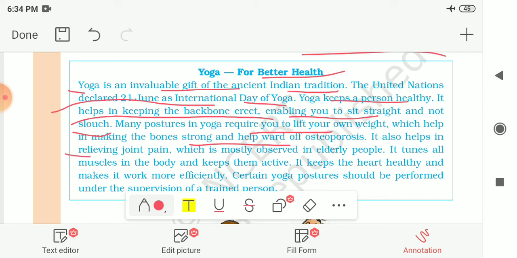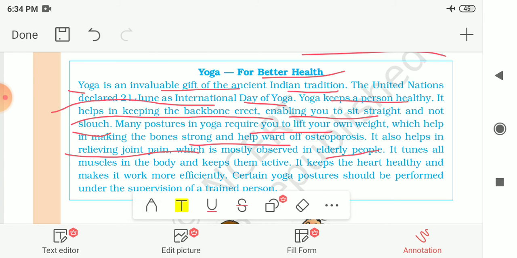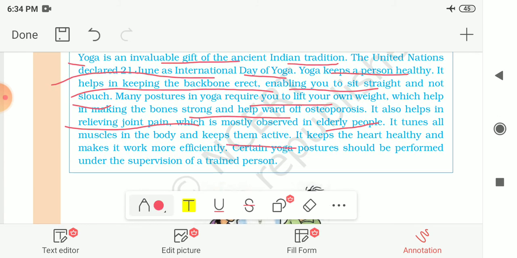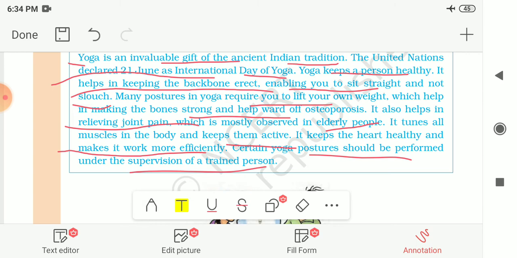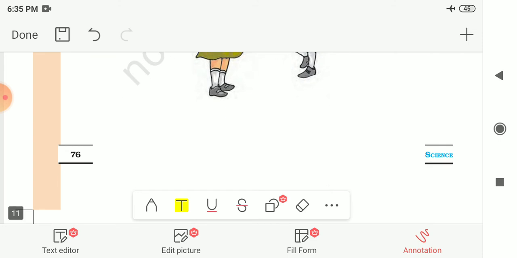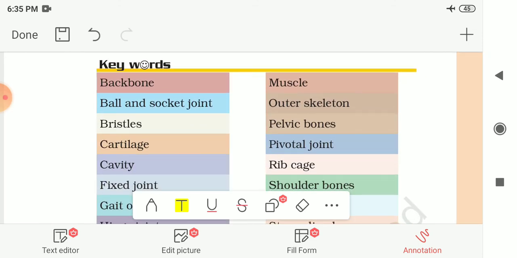So yoga helps in such kinds of disease also. It also helps in relieving joint pain, which is mostly observed in elderly persons, and it tones all the muscles in the body and keeps them active. It also keeps the heart healthy and makes it work more efficiently. Certain yoga postures should be performed under the supervision of a trained person. Some of the yoga we don't know, so we have to perform that kind of posture under the supervision of a trained person. So that is about yoga.